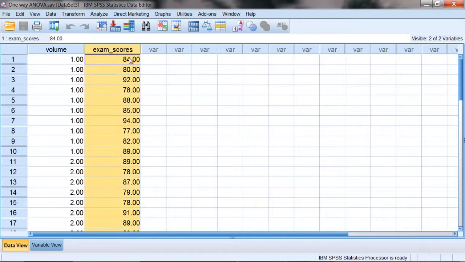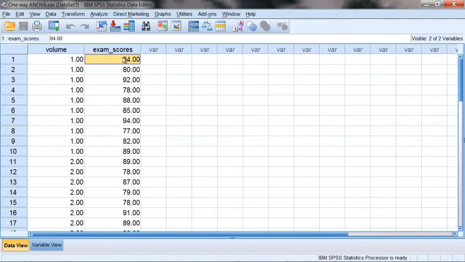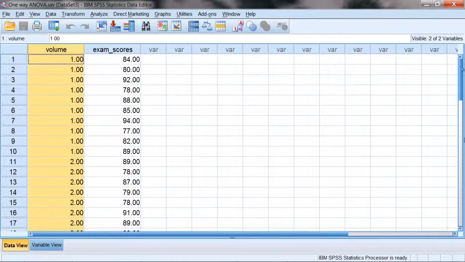First of all, we have our exam scores variable, as I said, where we have the scores on the exam. This is also known as our dependent variable. And then we have our other variable, volume, where as we take a look at this variable, you can see there's three groups where we have 1s, 2s, and 3s.